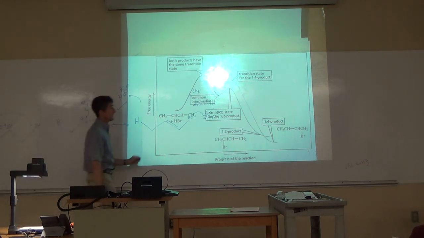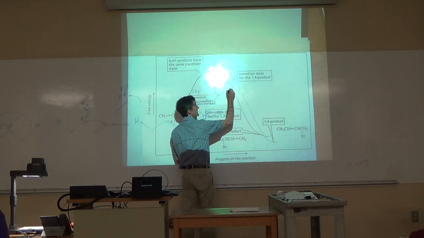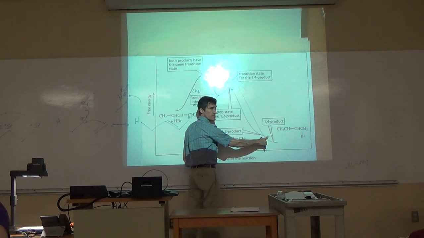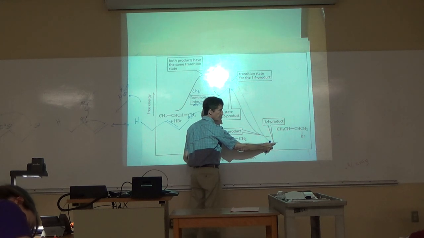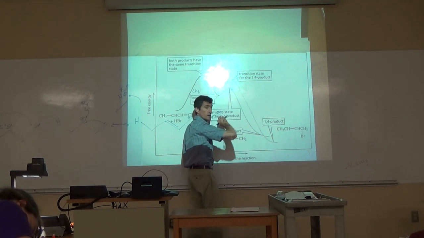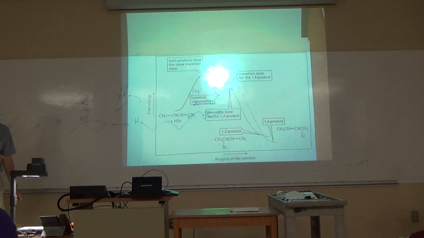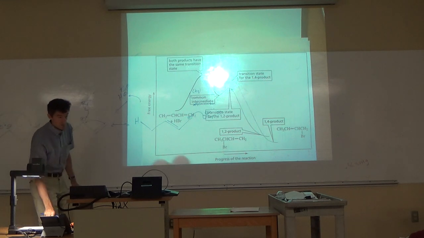Right? Easier attack, okay? Proximity effect, but guess what? That doesn't lead to the more stable product. It actually leads to the least stable product. We call it the 1,2 product. To get the better product, the more stable product, you need what? You need more energy.